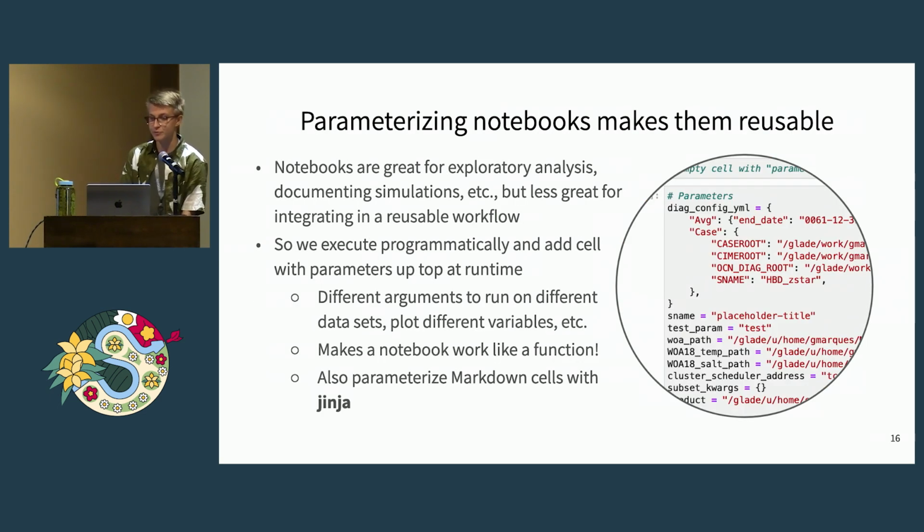Parametrizing notebooks makes them reusable and act more like functions or scripts. Notebooks are great for exploratory analysis, documenting things, etc., but not so good for integrating in a reusable workflow. To address that problem, we execute them programmatically and add a cell around the top of the notebook with parameters at runtime. So you have a number of variables that you're sticking in, things that you might imagine like the date range, what variable you're plotting, etc. Those get inserted as the notebook is run by this tool and used later on in cells down below. We also have the functionality to parameterize markdown cells with Jinja. So if you want to, for example, change the title of the whole notebook based on what you're plotting, it's easy to do that.